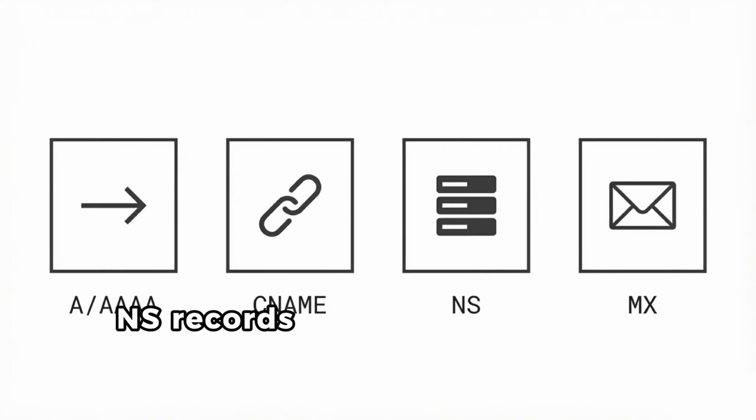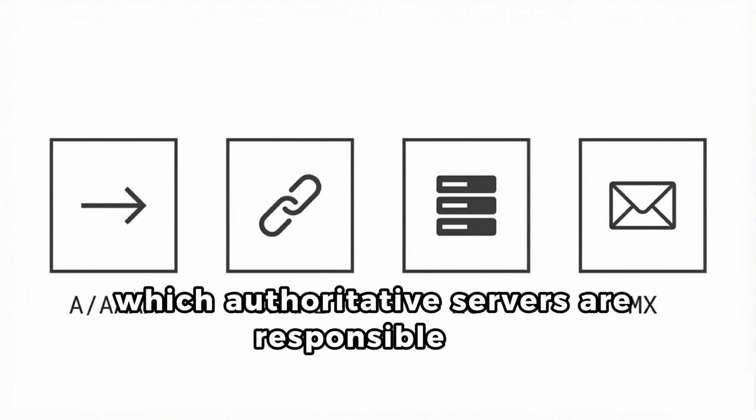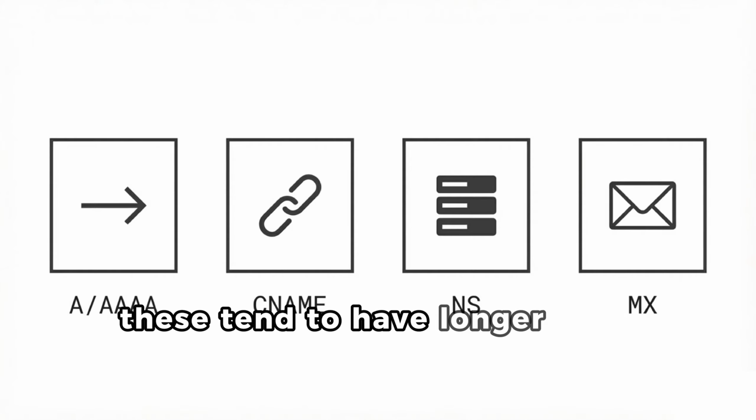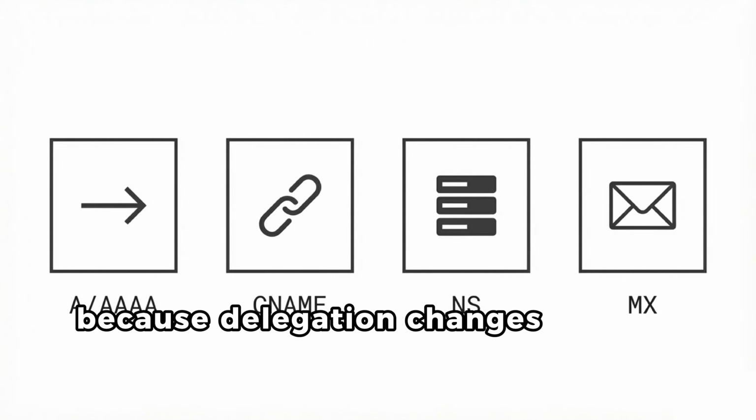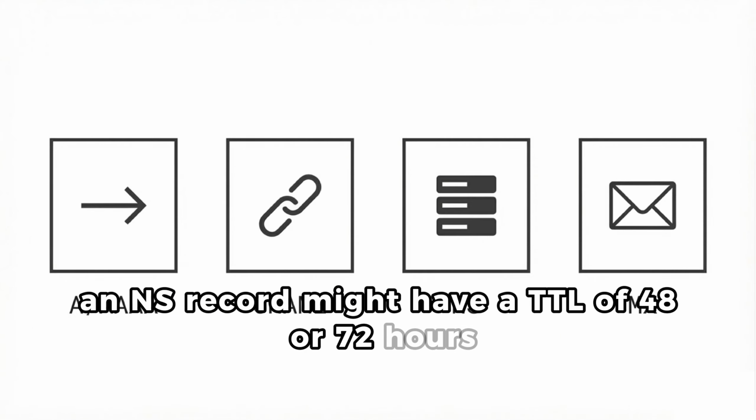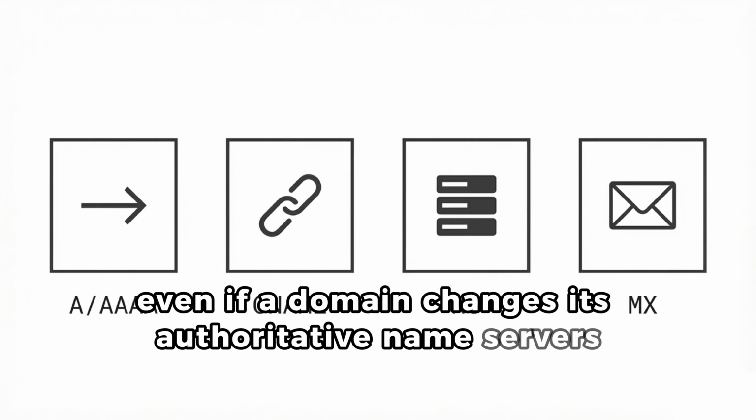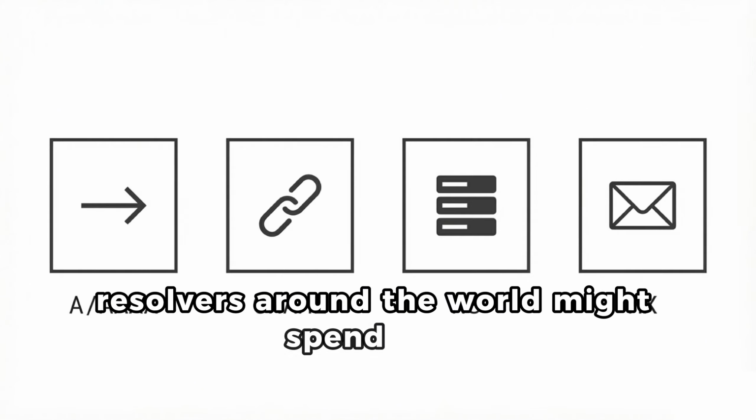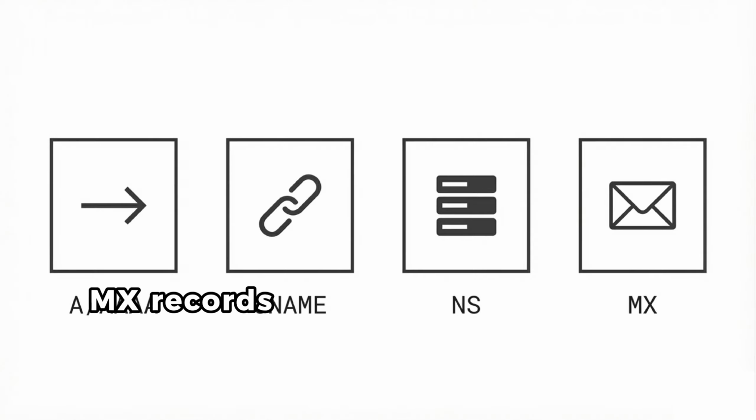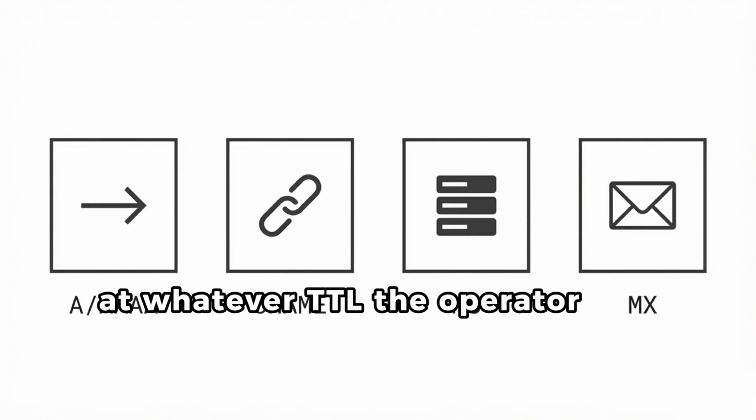NS records, name server records, which tell resolvers which authoritative servers are responsible for a domain, are cached with their own TTLs. These tend to have longer TTLs because delegation changes are rare. An NS record might have a TTL of 48 or 72 hours. This means that even if a domain changes its authoritative name servers, resolvers around the world might spend days still asking the old servers. MX records, mail exchange records, are cached too, at whatever TTL the operator has set.